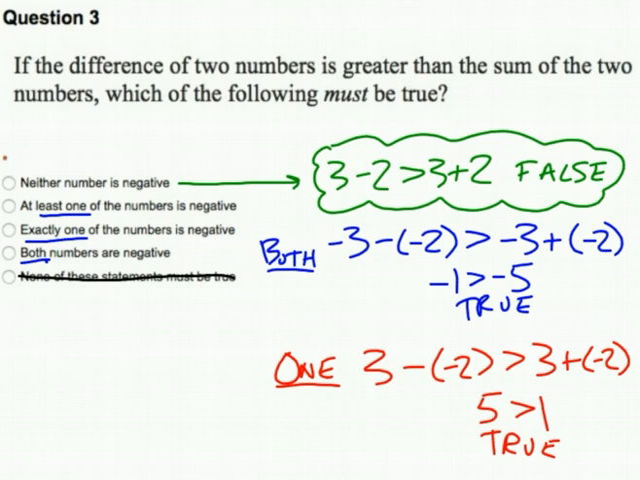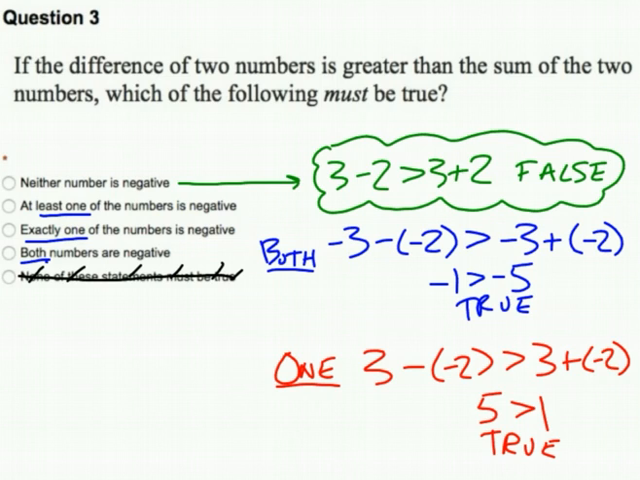Question number 3 is a little tricky for us. We have to read very carefully. It says that if the difference of two numbers is greater than the sum of two numbers, which of the following must be true? So we have a bunch of scenarios to try. We just talked about how if it says none of these, we don't want to answer that. More than likely, the odds are very low. So we're going to move on and we're going to try, say, the first scenario.